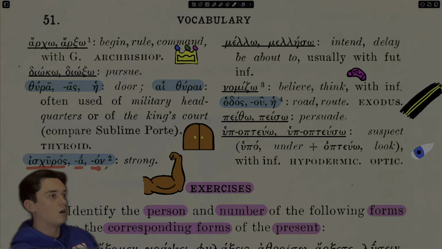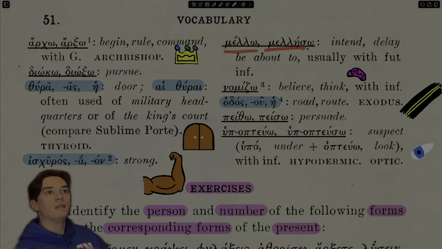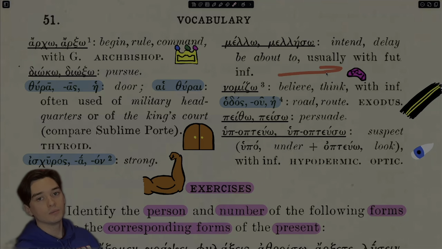Iskuras a on, strong. Melo meleso, intend, delay, be about to. Usually with future infinitive. Oftentimes, it introduces indirect statement. So this would be considered a head verb. Nomidzo, believe, think, with an infinitive. Again, another head verb. Hadas u he, road or route. It gives you Exodus as an example.